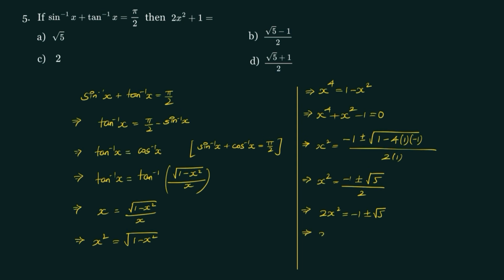So this implies 2x square plus 1 equals plus minus root over 5. Now as you can see here, first of all x square is a positive number because there is a square, and multiplying a positive number with 2 will give you a positive number, and a positive number plus 1 will always be a positive number. That means we will not write the minus sign here. So this would be 2x square plus 1 equals root over 5, and hence, since in the question we need to find the value of 2x square plus 1, the value is root over 5. That means option A is the correct answer.